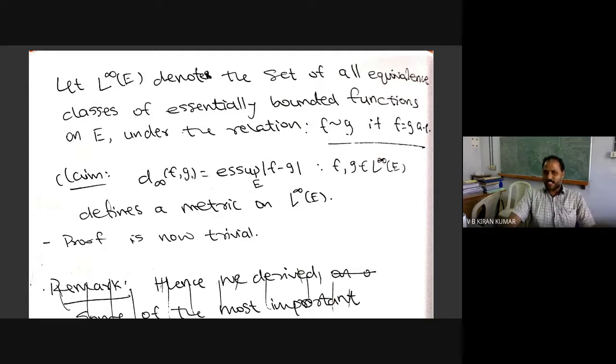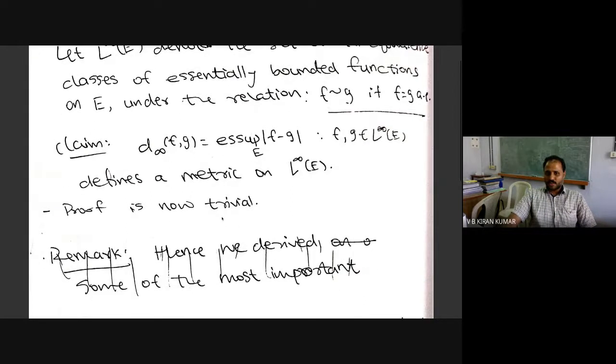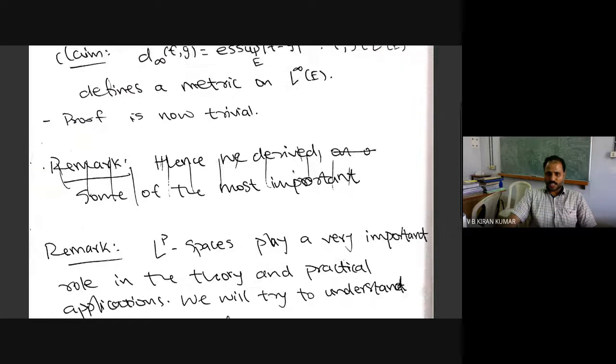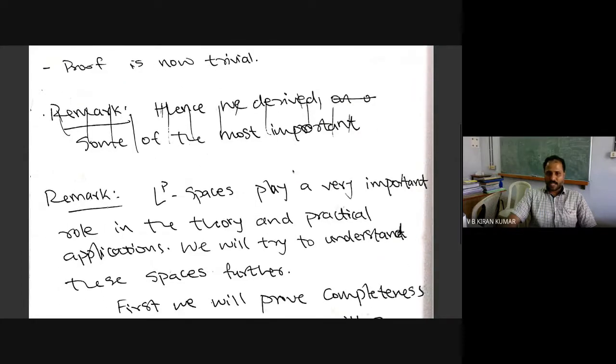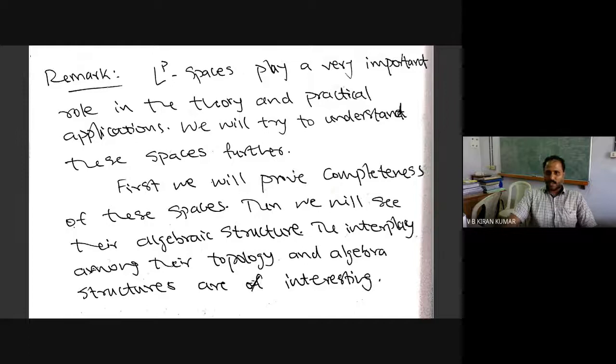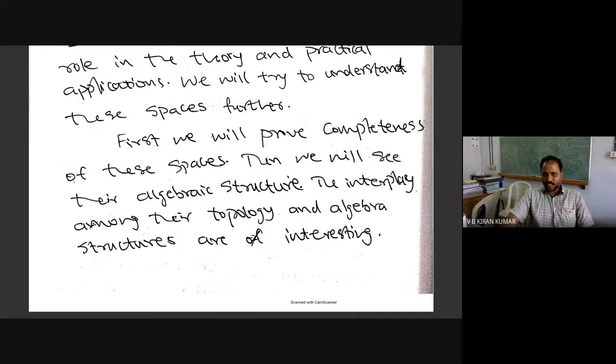And on this L infinity, we define d infinity(f, g) to be the essential supremum of mod f minus g. And in fact, we have proved completely that it's a metric because we already have the triangle inequality and all other properties are very trivial. So this is a metric here. So this gives you a rich supply of examples for the objects which we are going to consider. So these are known as L^p spaces. This plays a very crucial role in the theory as well as in practical applications. So we'll try to understand it further.